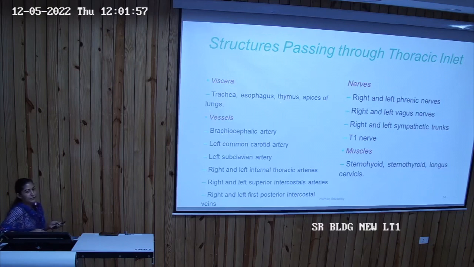In the vessels, we have brachiocephalic artery, common carotid artery, subclavian artery, internal thoracic arteries, superior intercostal arteries, and the posterior intercostal arteries. That is only the first posterior intercostal artery. So these are the structures passing through the root of the neck. Other than that, you have the nerves: phrenic nerve, vagus nerve, sympathetic trunk, T1 nerve, and the muscles. These muscles we will be dealing with in the head and neck region: sternohyoid, sternothyroid, and longus cervicis. So these are the structures that will be passing through the thoracic inlet.